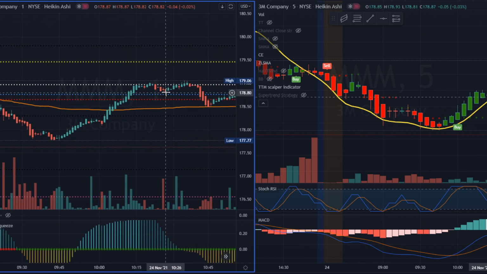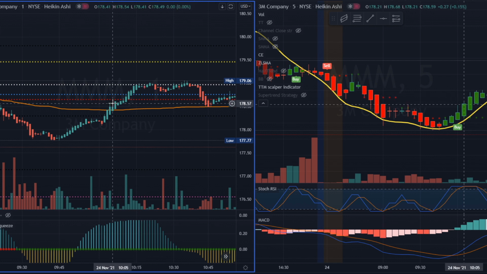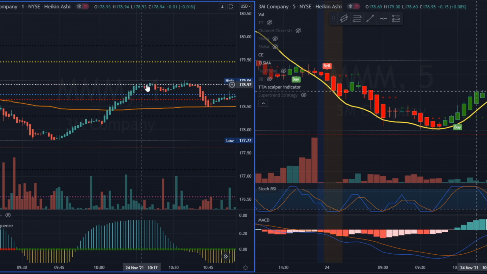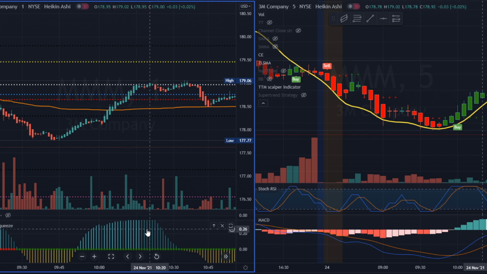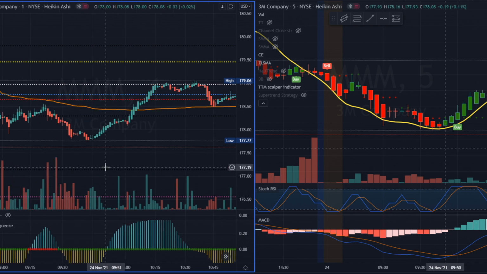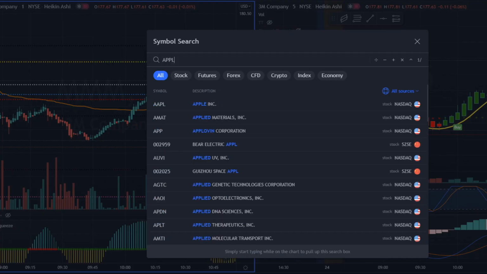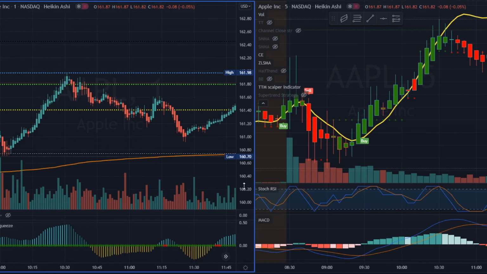Like here, as soon as it turned dark here, it turned dark early. So you probably would have got out most of your position. So you got in here at 178 and here at 178.98, 50 cents only. It started to go darker already. So you probably would want to take some off the table once these switch to dark because they can maybe be changing momentum. Let's see Apple here.